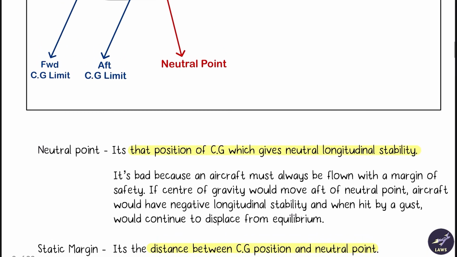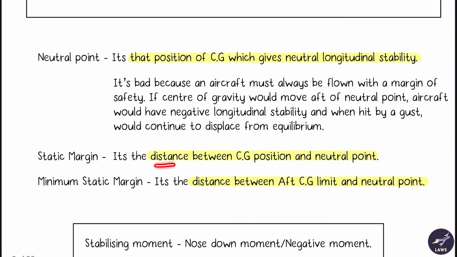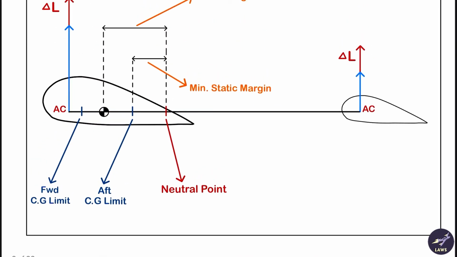So aircraft should always be flown with a safety margin. So that safety margin is called static margin. So it is the distance between the CG position and the neutral point. So CG position and neutral point, this is the static margin. Okay. And the distance between the aft CG limit and the neutral point, it's called minimum static margin.